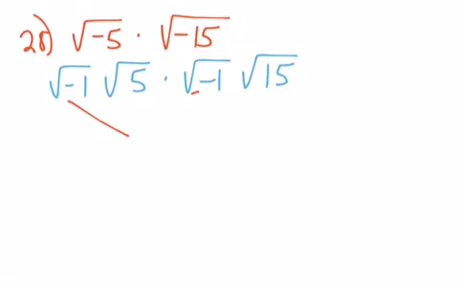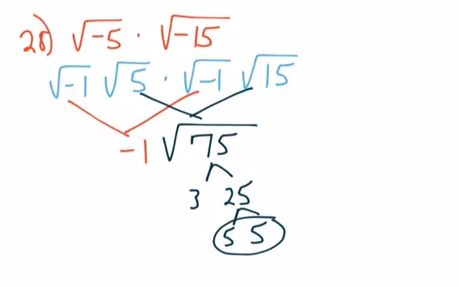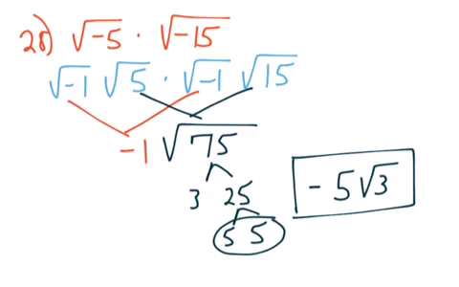Square root of negative 1 times square root of negative 1 is plain negative 1. Then when we do the square root of 5 times the square root of 15, that's the square root of 75, which is 3 times 25, which is 5 times 5. For every 2, we're going to take out 1, so that's 5 times the square root of 3, but we still have our negative 1, so it's negative 5 square root of 3.